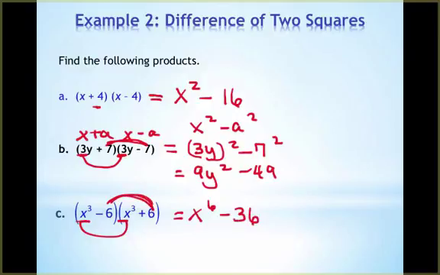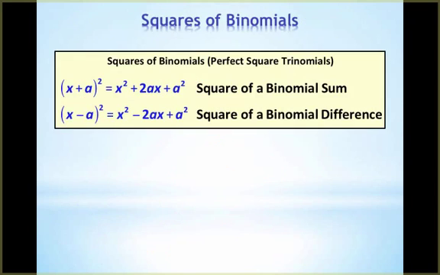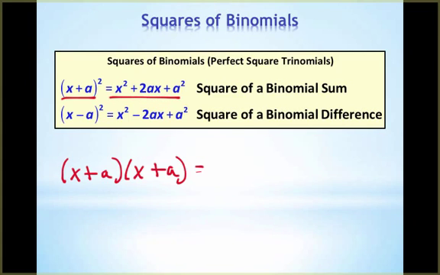Now again, that only works because we are of the form x minus a times x plus a. Our next special case is called the square of a binomial. If you're going to take a binomial and square it, remember that what you're doing is just multiplying it by itself. So if you forget this shortcut formula for how to square a binomial, you can always just write it out twice and then multiply it out.